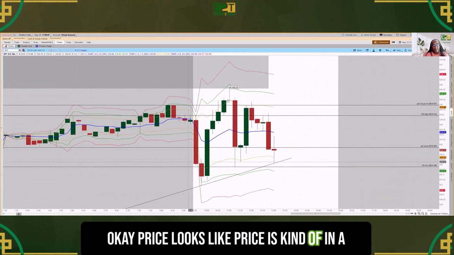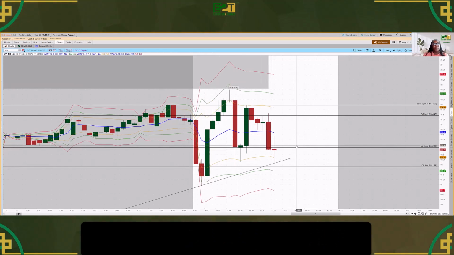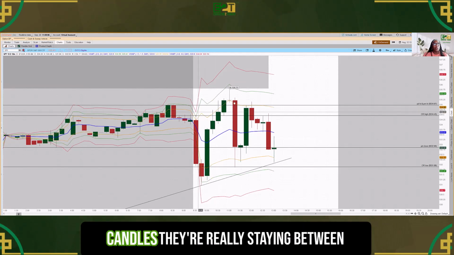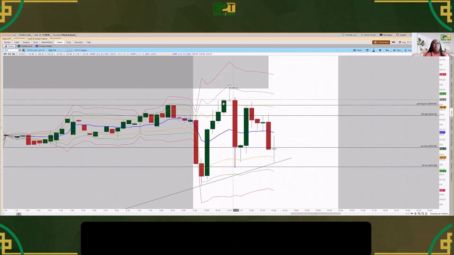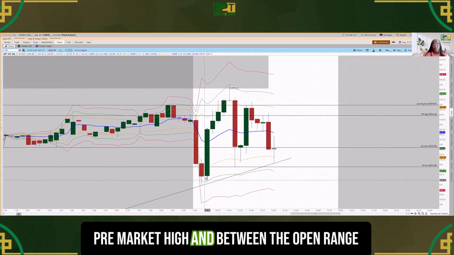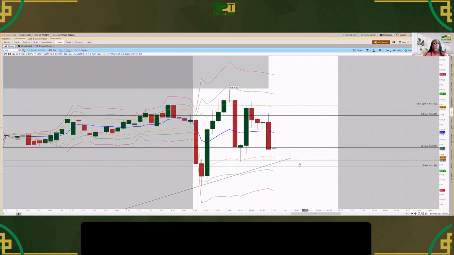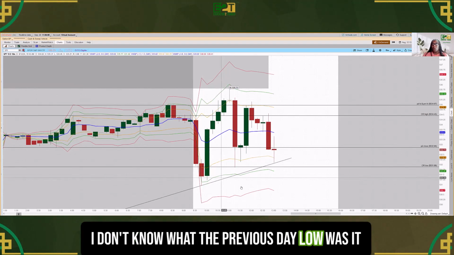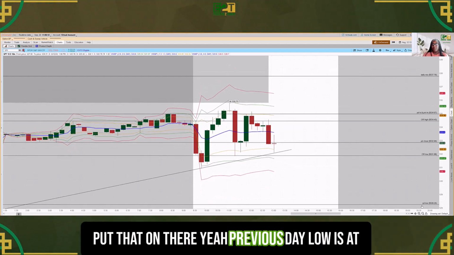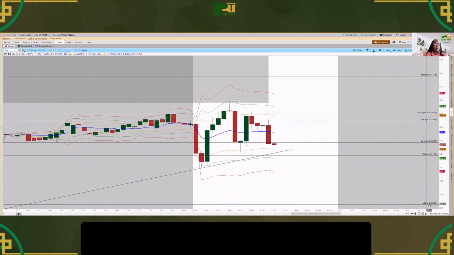Look at price. Looks like price is kind of in a range though, huh? Even though we've got big moves on these candles, they're really staying between the previous day high and the pre-market high, and the opening range low. I don't know what the previous day low was. It may be further down. I feel like I would have put that on there. Yeah, previous day low is at 528.